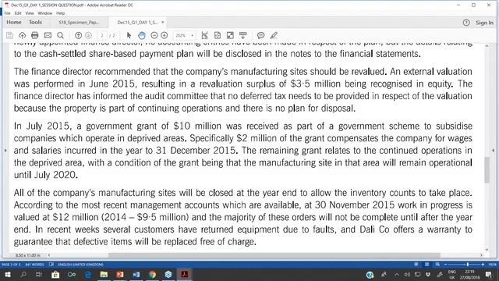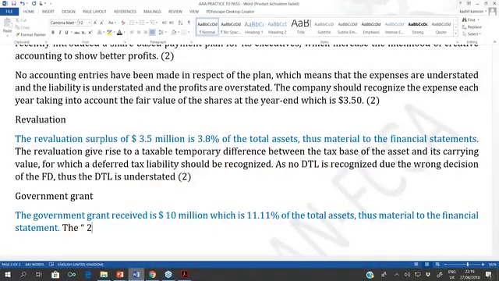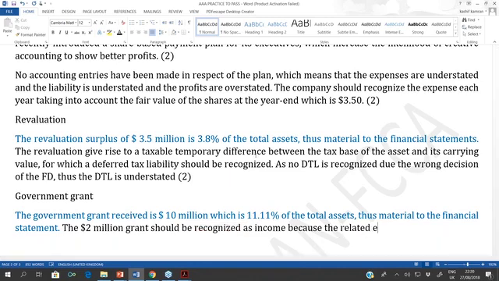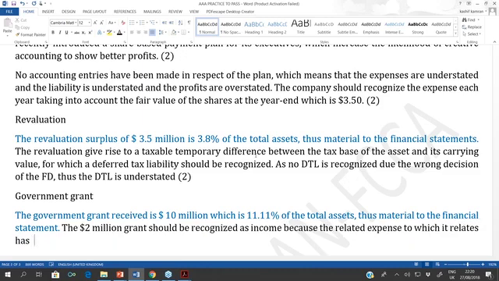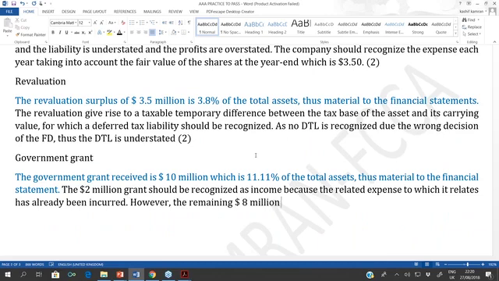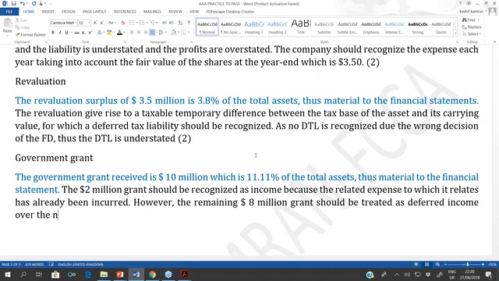So the risk is with the $8 million grant. What if we record the $8 million grant as income? It will overstate the profits and understate the deferred income. So let's write the risk here. The $2 million grant should be recognized as income because the related expense to which it relates has already been incurred. However, the remaining $8 million grant should be treated as deferred income over the next 5 years.